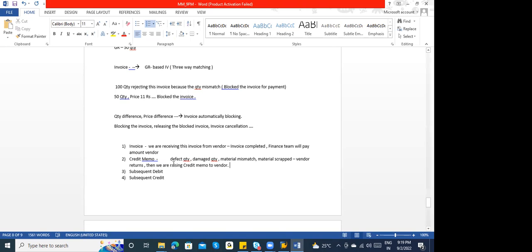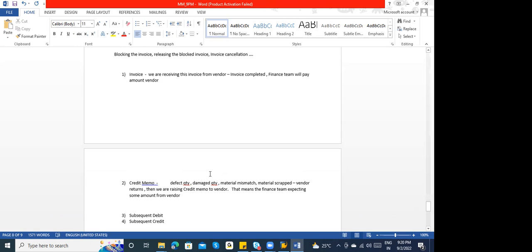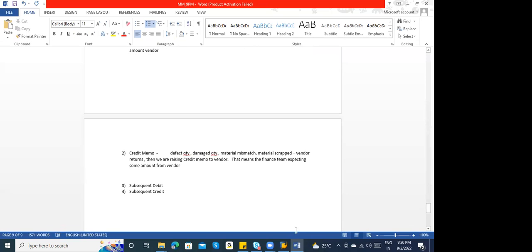Okay, so the credit memo. Once we create a credit memo to the vendor, the finance team is expecting some amount from the vendor. That means the vendor has to pay the amount. So this is the case where we use the credit memo. The major case for a credit memo is when we are returning stock to the vendor. Make sure the invoice is already posted. Then the next topic is subsequent debit.